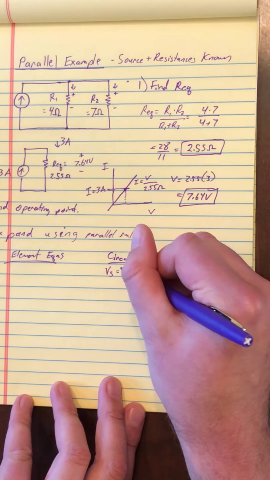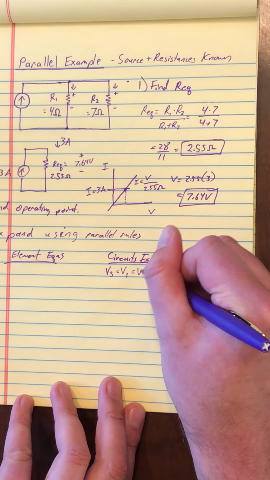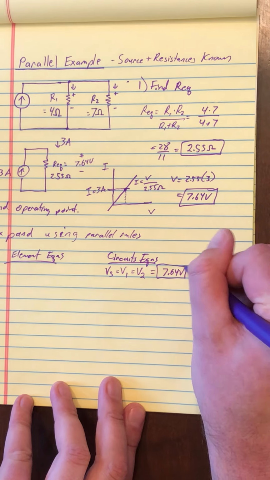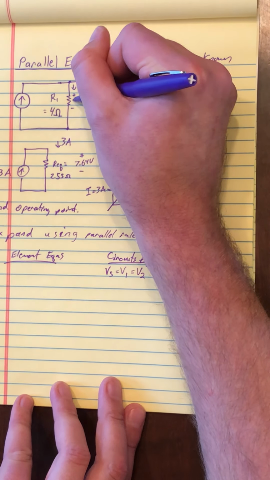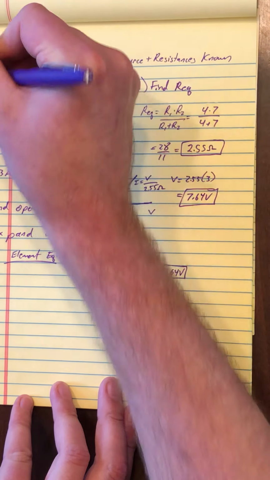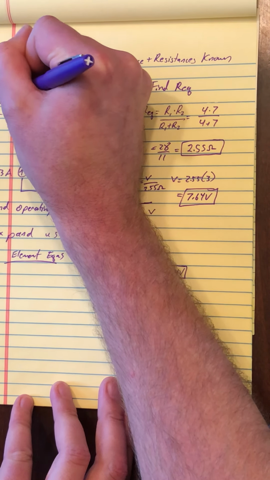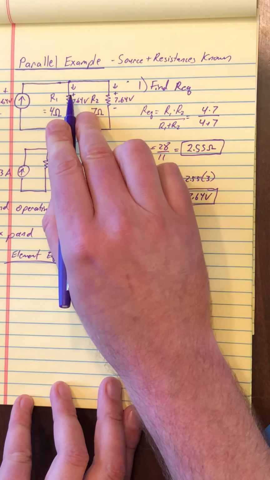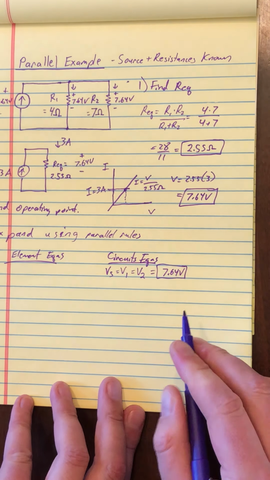So the voltage of the source, V1, is equal to V2. And we have that voltage at 7.64 volts. So I can just write that in right here, 7.64 volts. So we know the voltage across all those paths. Now I'm left to find I1 and I2.